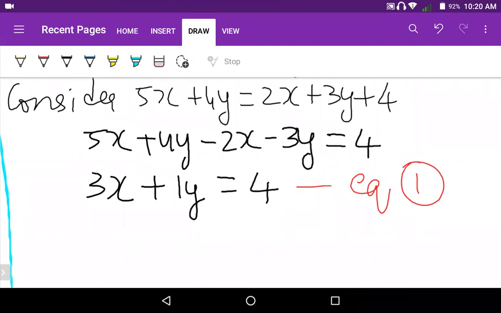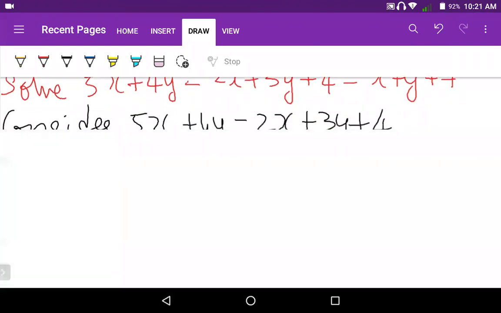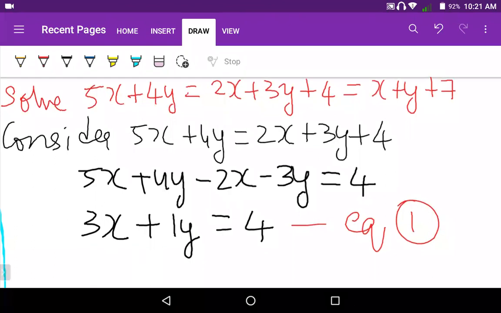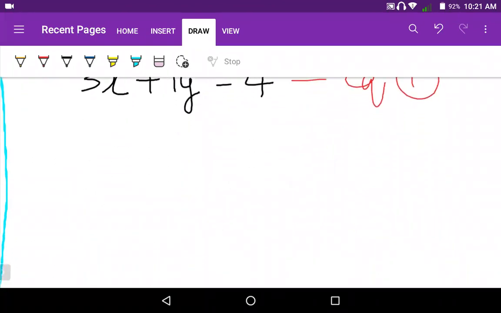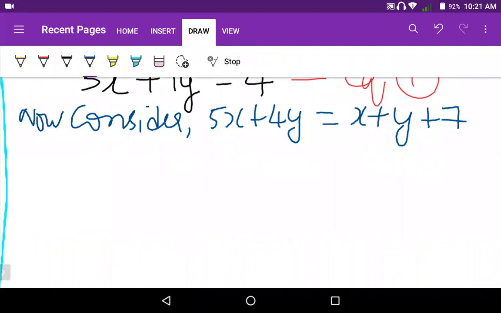Okay, now this was expression number 1 and 2. Now what we will do is, we will consider expression 1 and 3, and then we will be able to find the equation number 2. Fine. So what is expression 1 and 3? Now consider 5x plus 4y is equal to x plus y plus 7. Now similarly, find the next equation. Correct, Bindushri. Very good. 4x plus 3y is equal to 7.